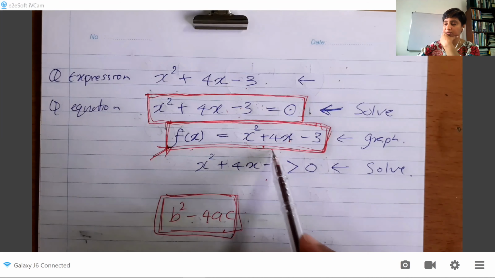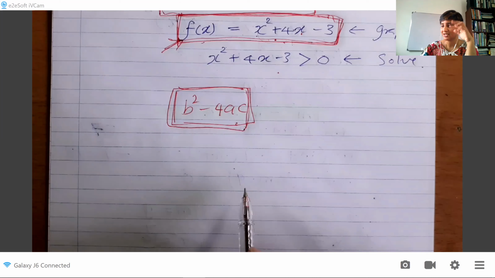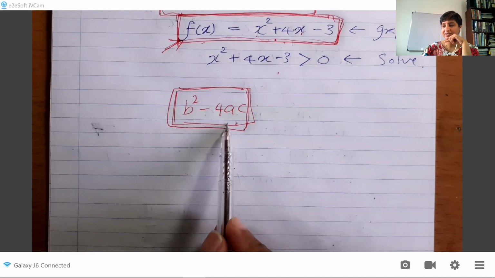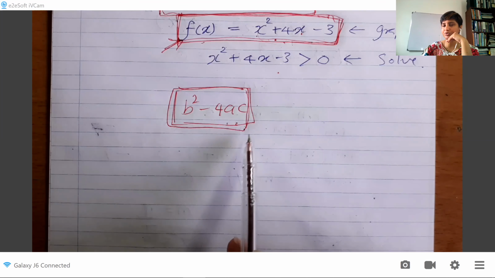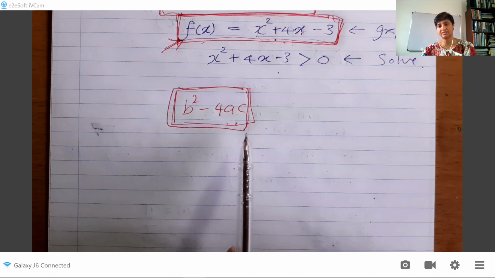And also, when you have a pair of simultaneous equations, when you combine them into one quadratic, the discriminant of that quadratic will tell you how many answers you are going to get. These are the usages or applications of the discriminant.